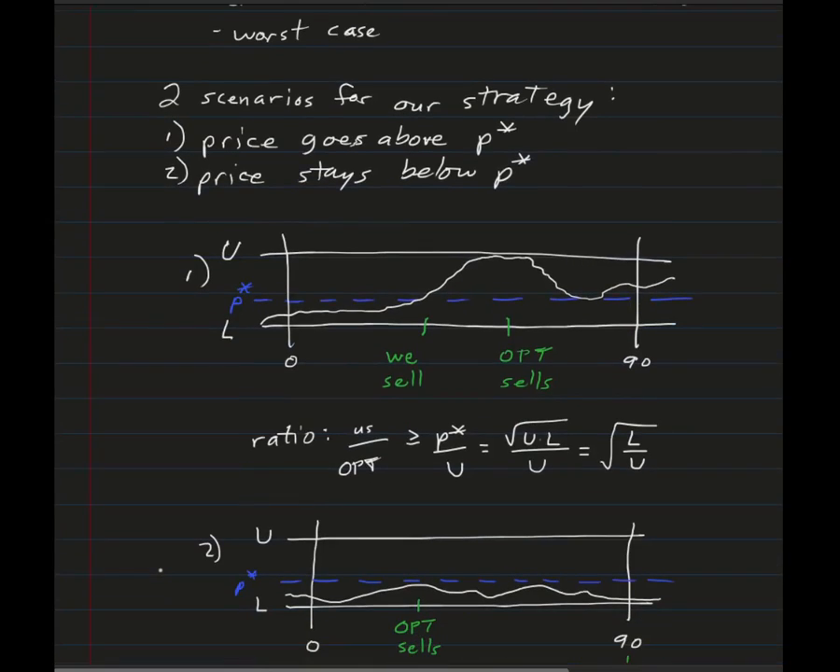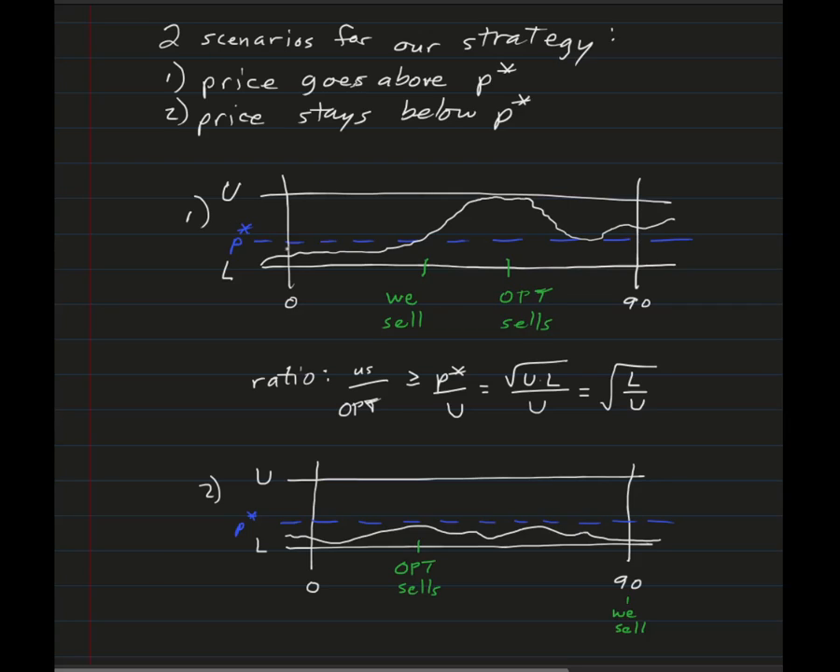Now consider the second scenario, where the price stays below P star the whole time. What's the worst case? We're selling on the last day if the price is never above P star. The worst case is if the price drops all the way down to the lowest level possible on the last day. There's a little gap here, but there shouldn't be. This should be at L, the lowest level, whereas before the price was much higher. We would have done better to sell earlier, but we didn't know that at the time, and we ended up getting stuck with the lowest possible price.